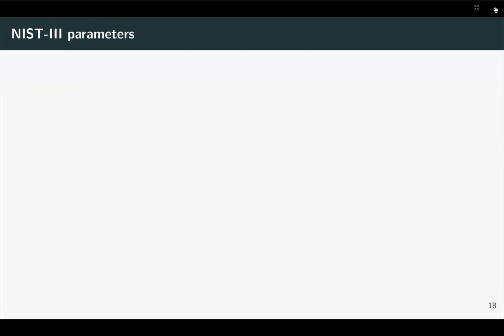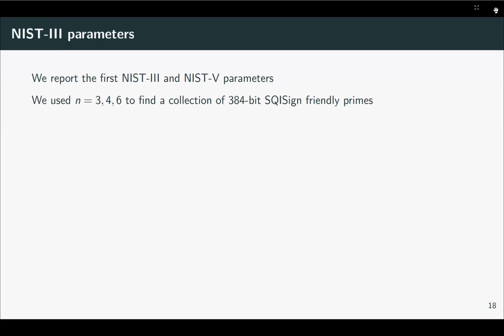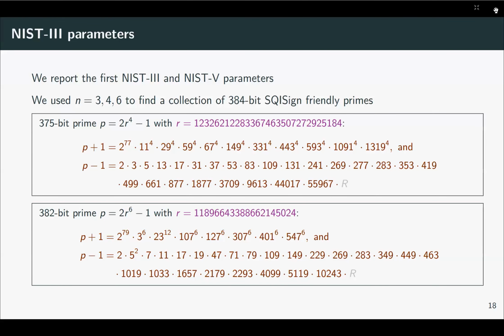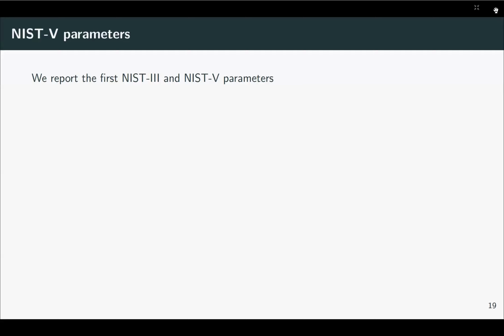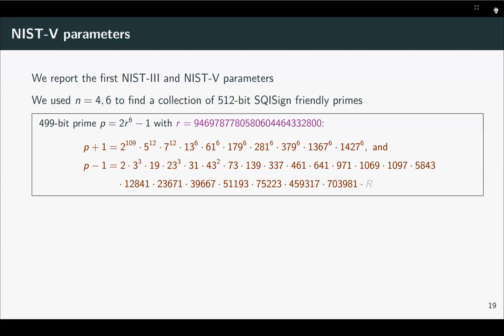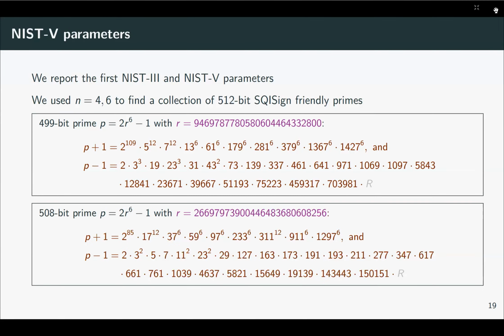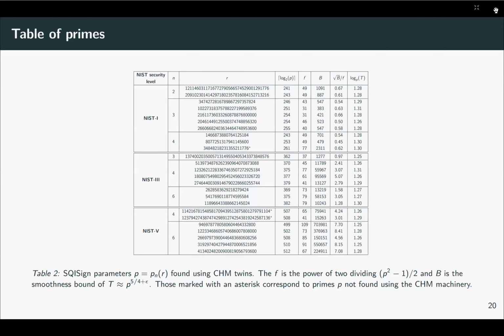Now let's showcase the 384-bit primes that we found. And we use n equals 3, 4, and 6 to find these primes. Here's one example with n equals 4 that we found. Here's another example with n equals 6. And lastly, the 512-bit primes that we found. We use n equals 4 and n equals 6 to find these primes. This is one that we found with n equals 6, and this is another one. And here's a table that showcases all the primes that we found.